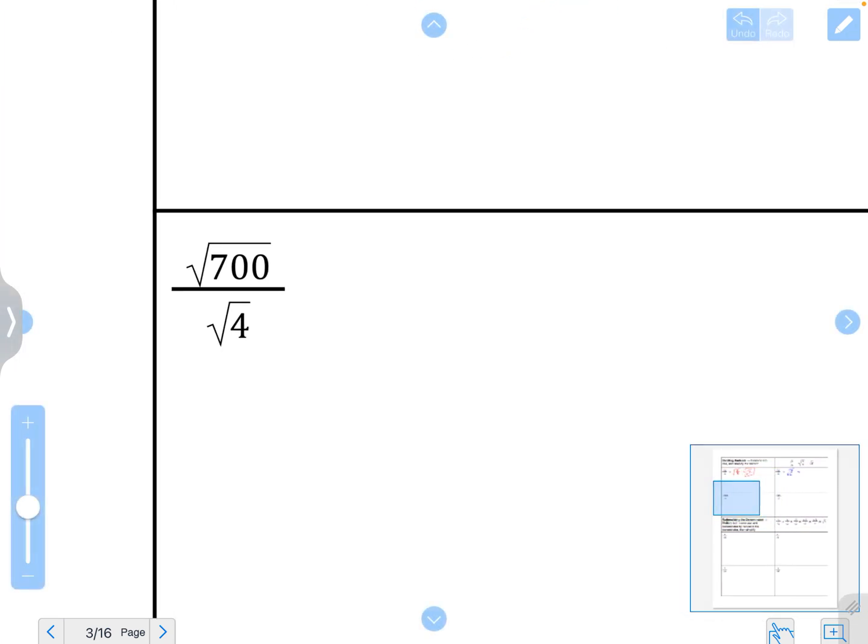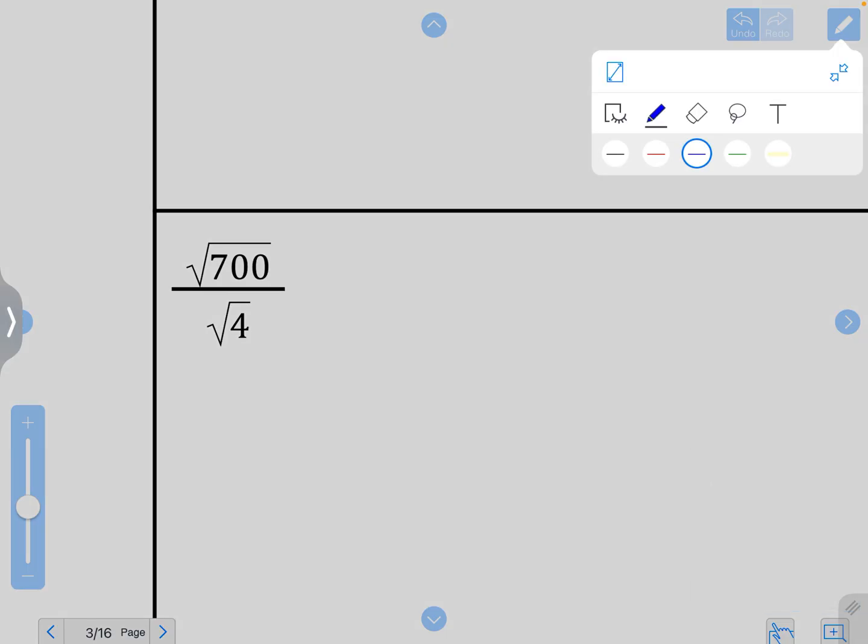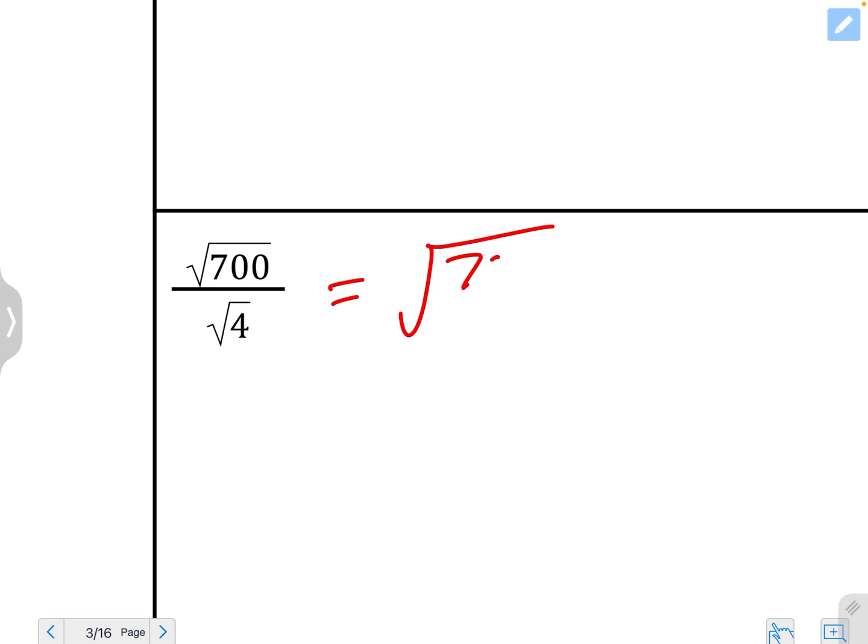All right, so 704. I know that 4 is a perfect square, so my question is going to be, is 700 a perfect square? And the answer is no. So that means I'm going to turn it into a big square root and do 700 over 4. 700 divided by 4 equals 175.